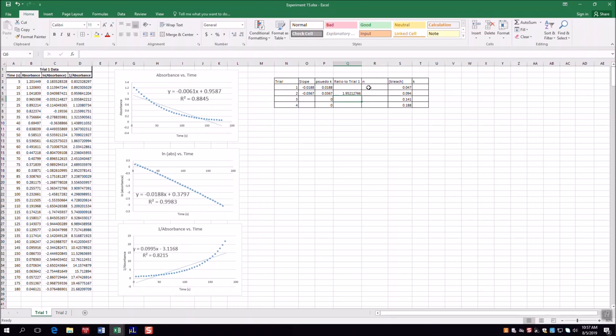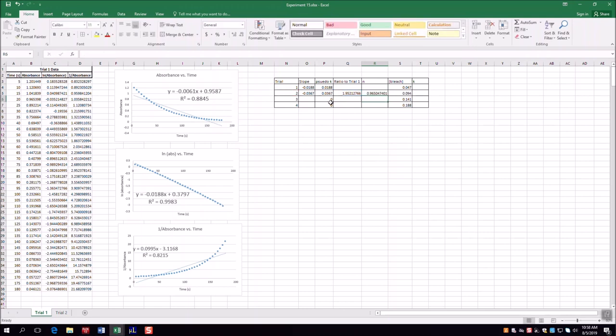Now what we need to do is solve for n. To solve for n, again, we're only going to be able to solve for trials 2, 3, and 4. We can't solve for trial 1 with respect to itself. We need to do the rest of the math that Colin showed you, which was the log of this ratio divided by the log of 2 for trial 2, divided by the log of 3 for trial 3, and divided by the log of 4 for trial 4. So to do that, I'm going to type equals log, and I'm going to take this and divide by the log of my trial number. That way I don't forget to change it to 2, 3, and 4 for each of my trials.